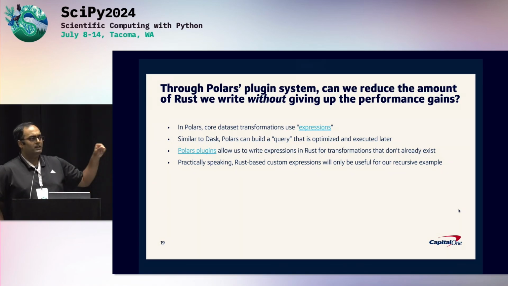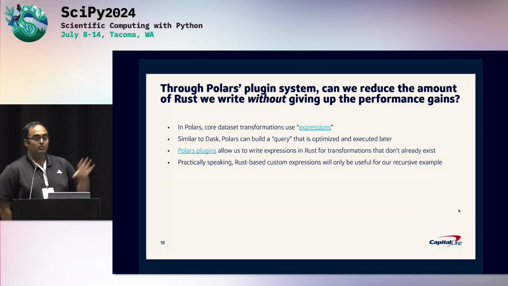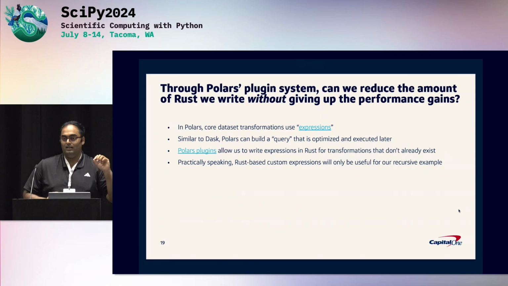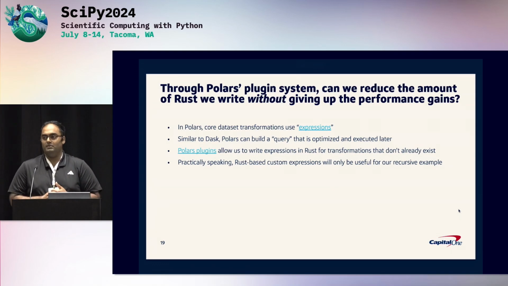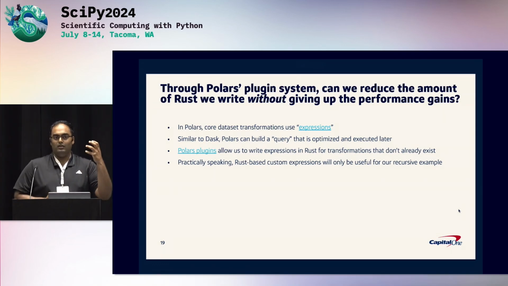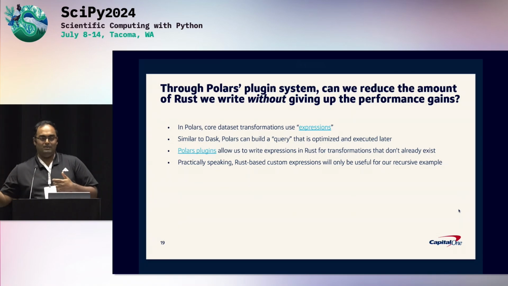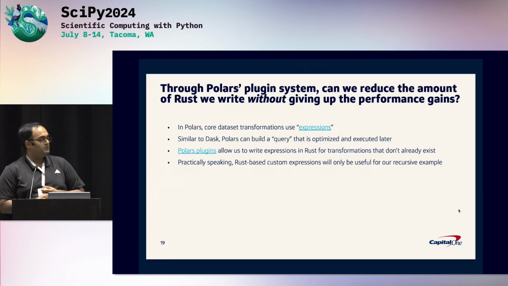And for those of you wondering, polars extends its API through a plugin architecture that allows you to write specific expressions in Rust. So that's what we're going to do. We're going to write a recursive calculation as a Rust extension of the polars API, and then we're going to have our vectorized calculation in Python polars, and then finally our Numba control example.